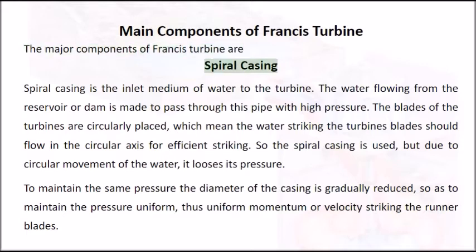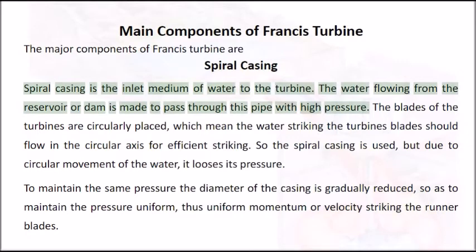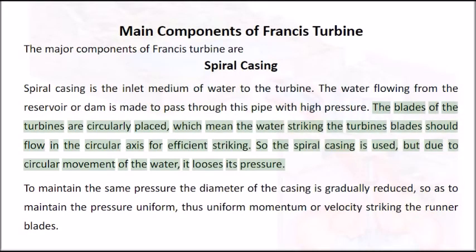Spiral casing. Spiral casing is the inlet medium of water to the turbine. The water flowing from the reservoir or dam is made to pass through this pipe with high pressure. The blades of the turbine are circularly placed, which means the water striking the turbine's blades should flow in the circular axis for efficient striking.